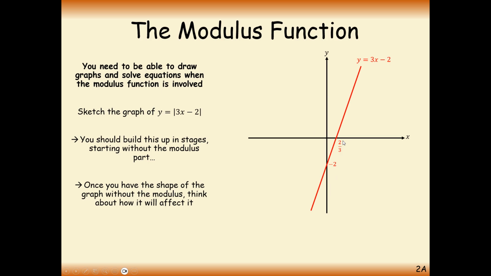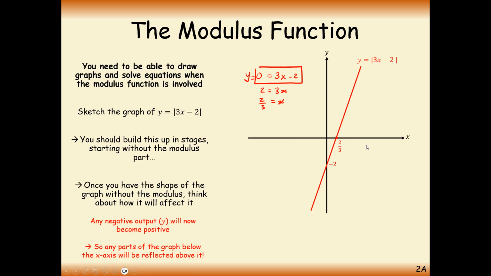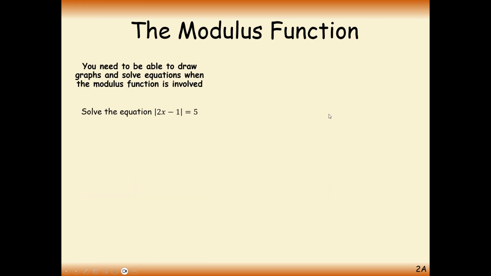Right? If you're not sure how we found this 2/3, you say the y value is 0 on the x-axis. So you set 3x minus 2 equal to 0 and solve this. You will have 3x equals 2, and x would be 2/3. That's how we find the x-intercept. Now, we have to reflect the graph in the x-axis. That means this side of the graph will flip up. The intercept was minus 2, but now it's plus 2.